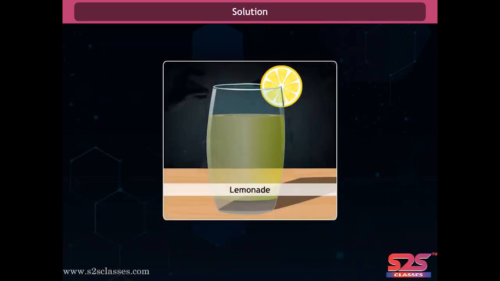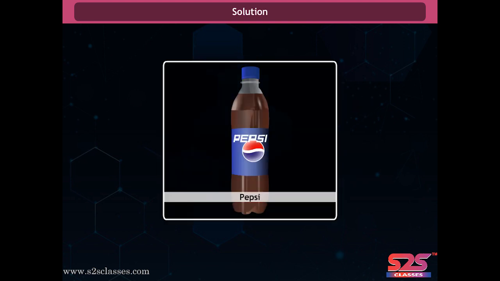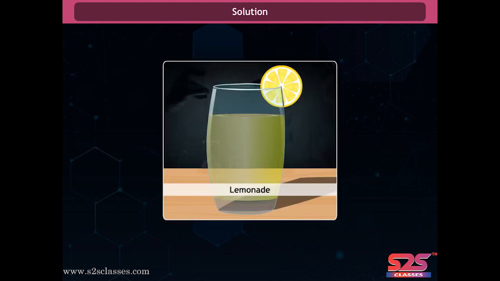Solution. A solution is a homogeneous mixture of 2 or more substances. Lemonade, sherbet, Coke, Pepsi, etc. are all examples of solution. A solution is generally made up of 2 components, solute and solvent.